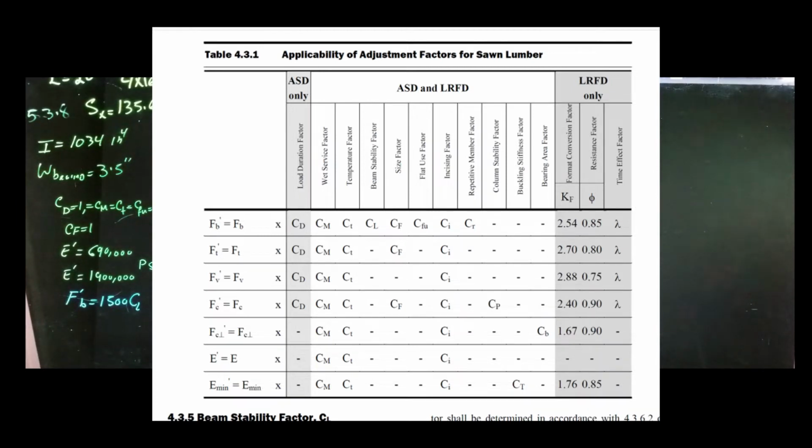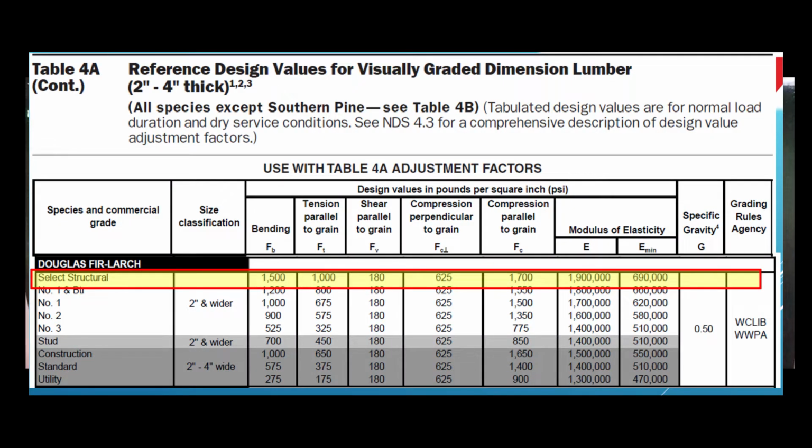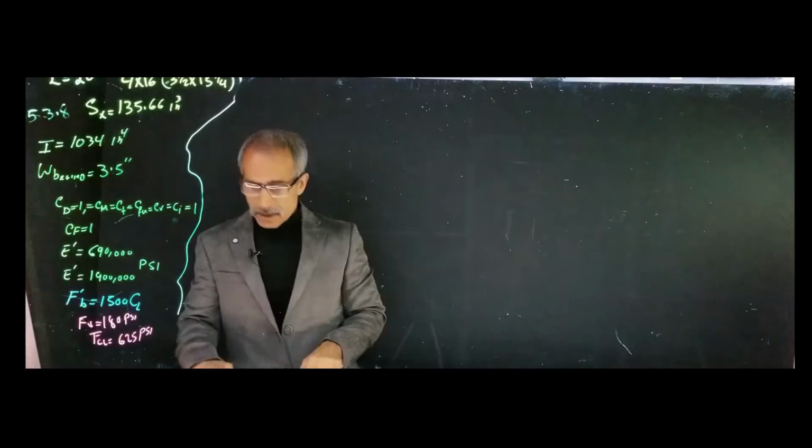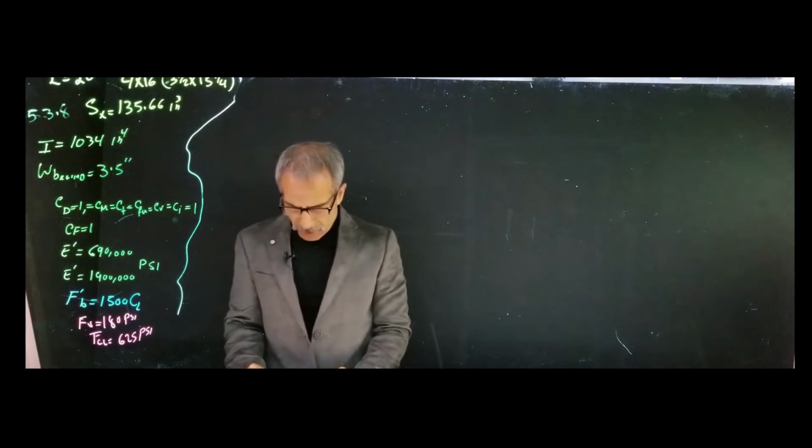Then let's go to Table 4A. In 4A, we can write all the information for the different stresses. Our F_b is 1,500 psi. F_v is 180 psi, which let me write down. F_c perpendicular to the grain is 625 psi. The modulus of elasticity is 1,900,000, and E minimum is 690,000. So from Table 4A, we have all these.